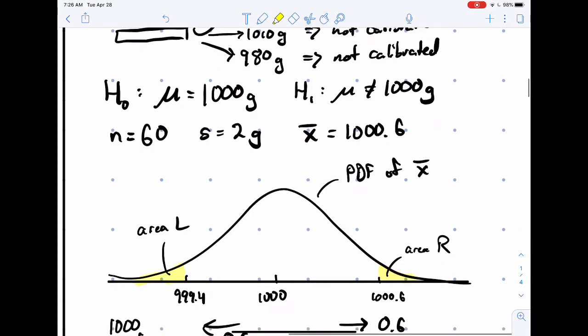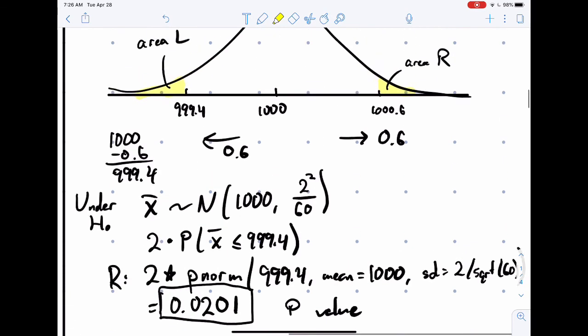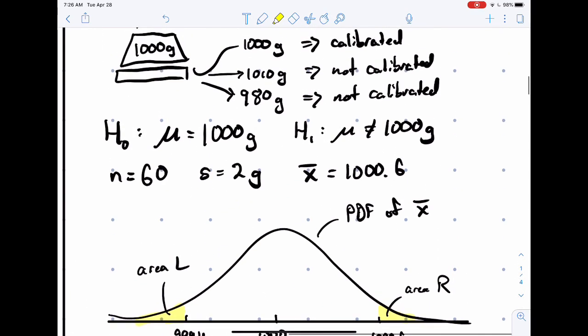So this is a small p-value, which means that it provides evidence that the scale is not in calibration. If it were not a small p-value, then because of the way that we've set this up, we wouldn't be able to conclude that it is in calibration. The only thing we can say is that we didn't find any evidence that it was not calibrated, which is a different kind of statement.